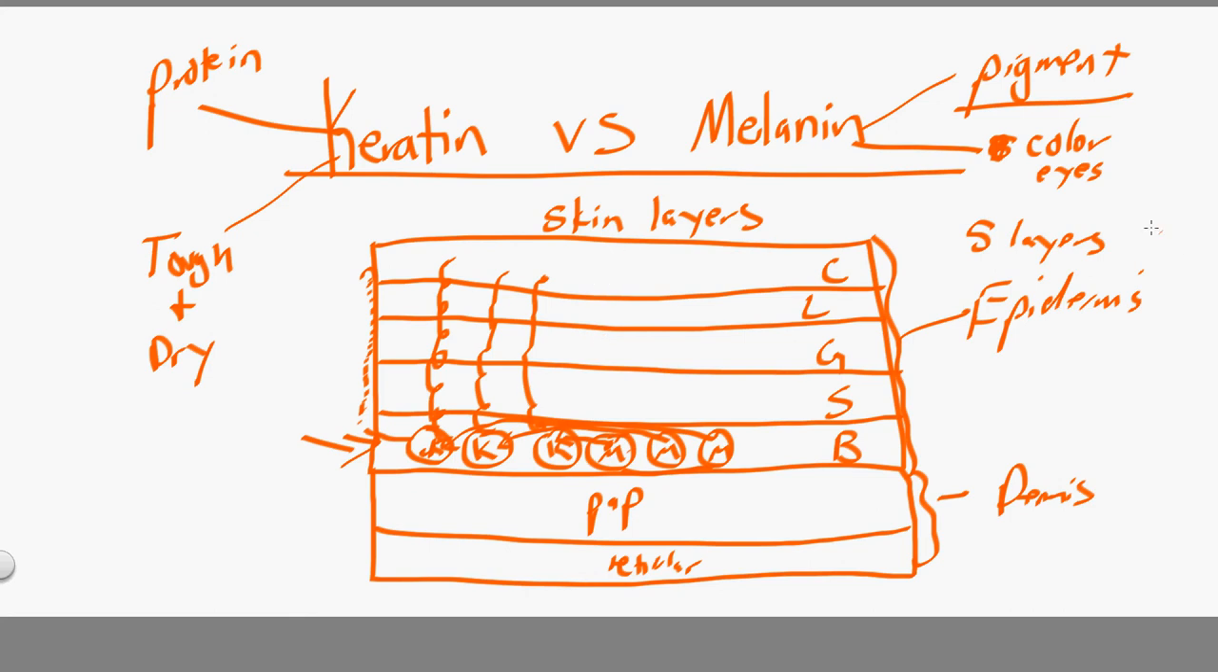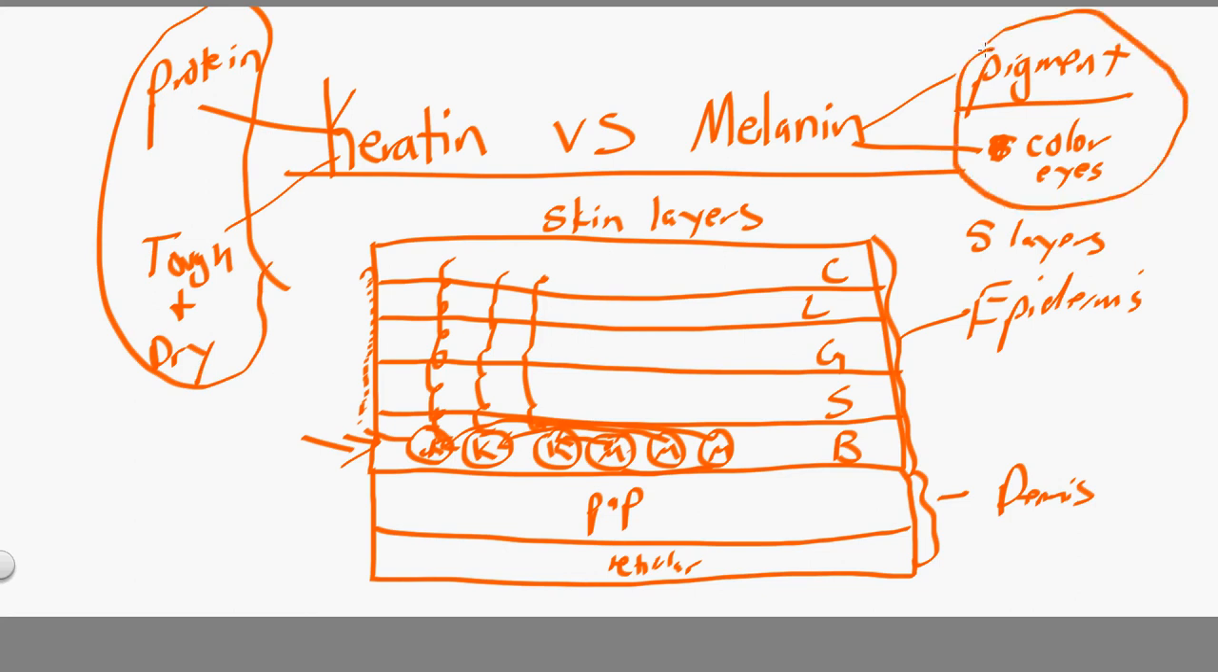For the eyes and the hair, it's a little bit different, but the concept is basically the same. The 2 things to define here are: what is the main function of keratin, and what is the main function of melanin? First of all, keratin is a protein, and it keeps the skin tough and dry. Melanin is a pigment, and it produces color. But this gives you the idea of what's going on. Remember, these melanocytes do not move up. The melanocytes stay in the basal, just to be clear there. All right.